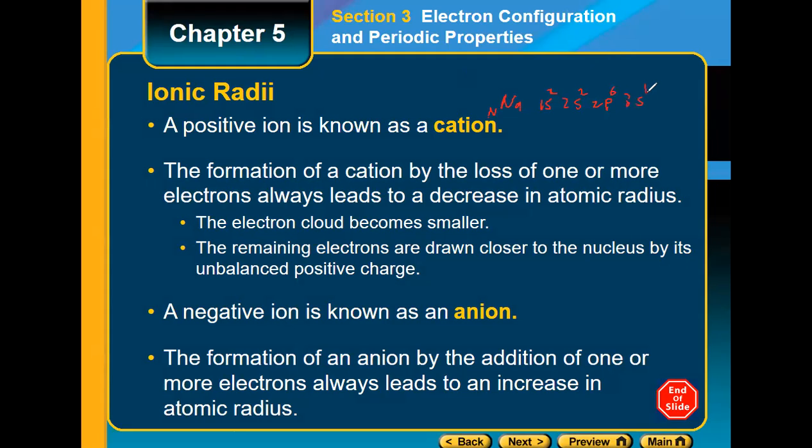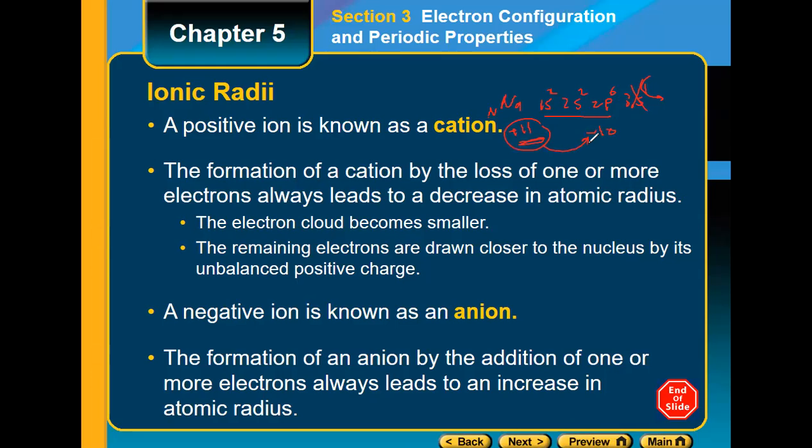So when it loses this electron, that means this sub-energy level is not found anymore. And like this, the number of sub-energy levels decreases, which means the electron cloud becomes smaller. So the radius of a cation is always smaller than its original atom. The remaining electrons are drawn closer to the nucleus by its unbalanced positive charge. Because now we have positive 11 while negative 10, which represents more attraction force applied on the electrons, so they're going to be smaller.